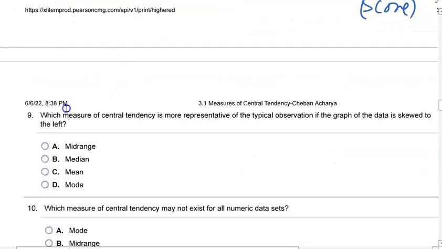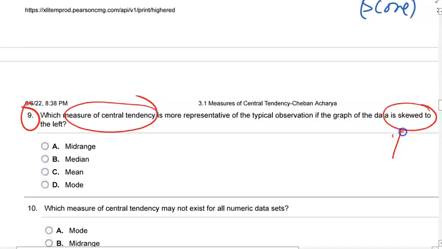Number 9. Which measure of central tendency is more representative of a typical observation if the graph of the data is skewed to the left? If data is skewed, which central tendency is useful? Remember that if data is skewed, it doesn't matter which way, the median is useful.